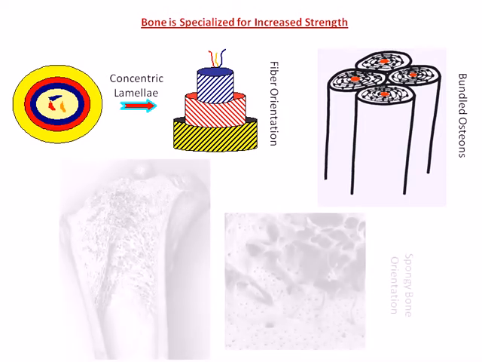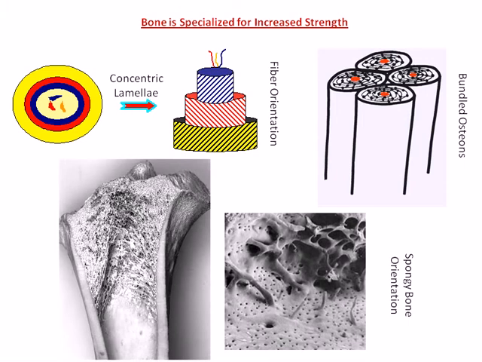Finally, bone also exists as spongy bone. The trabeculae of spongy bone are precisely arranged along the lines of stress. They serve to provide strength without adding excessive weight to the bone.